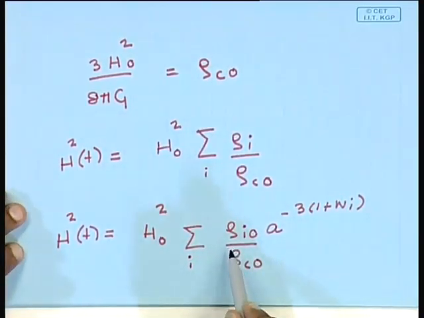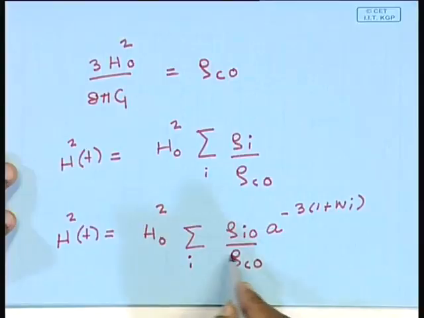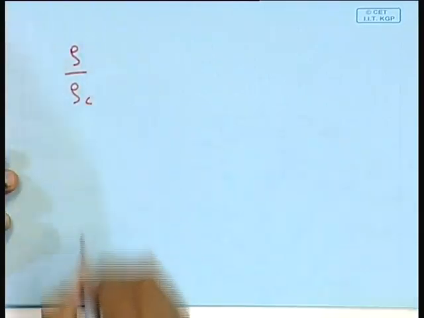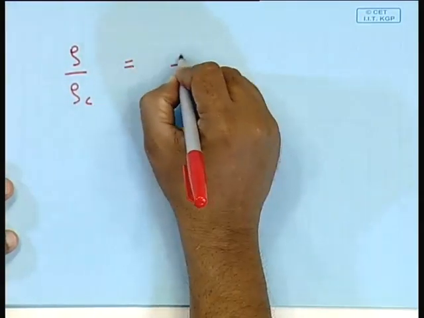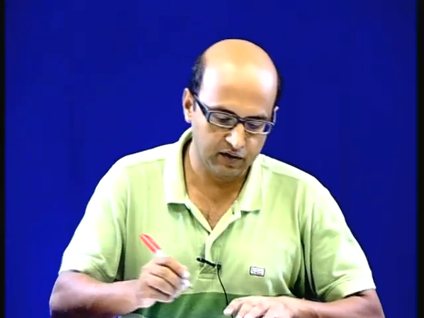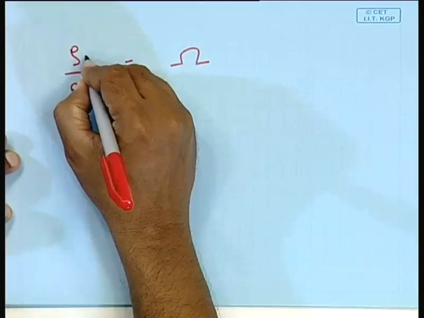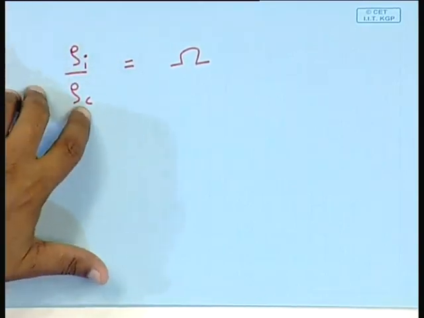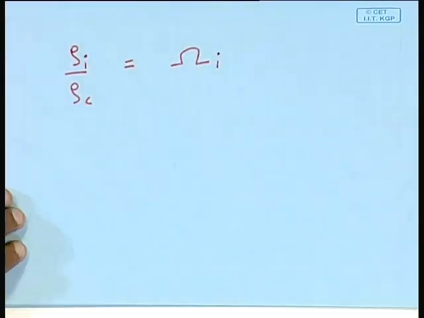Now, recollect that we had defined the density of matter divided by the critical density. Let me remind you of this definition. We had defined the density divided by the critical density as the cosmological parameter omega. It tells you what fraction of the critical density is actually there in the universe. Now, we can do it in a situation where there are different components. So, if there are different components in the universe, the density of that particular component divided by the critical density is the density parameter of that particular component. This can be done at any instant of time.